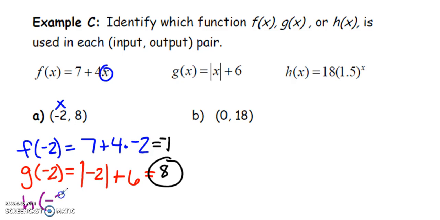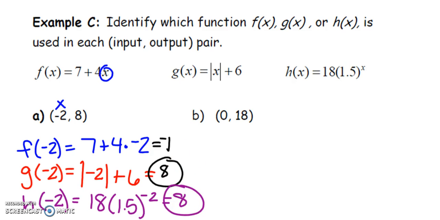So we're going to test the H function with the number -2 for x. 18 times 1.5 to the power of -2. Now this one's a little bit more complex. I'm going to use my calculator. 18 times 1.5 to the power of -2, and that one also comes out to the value of +8. So this is just plugging in to see which equation is a solution for the problem.